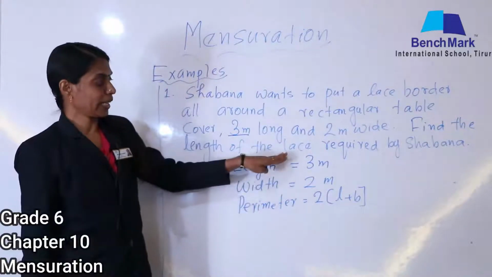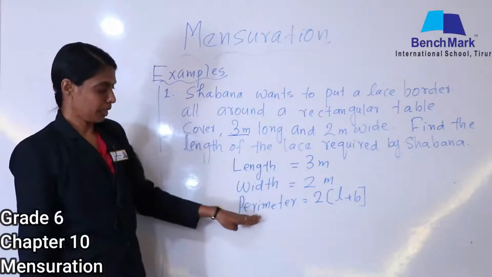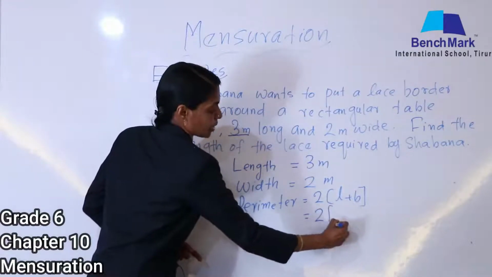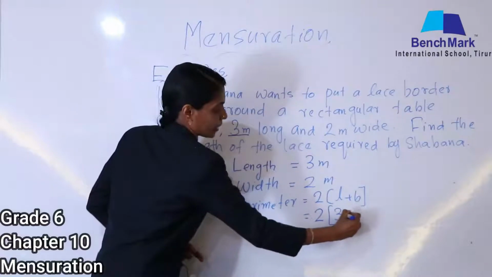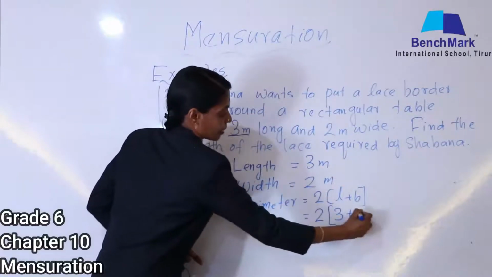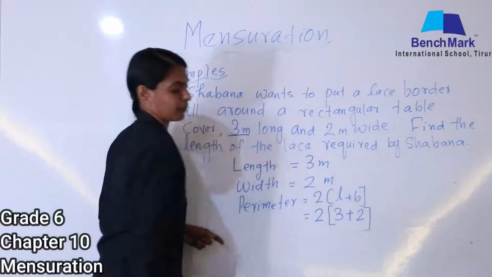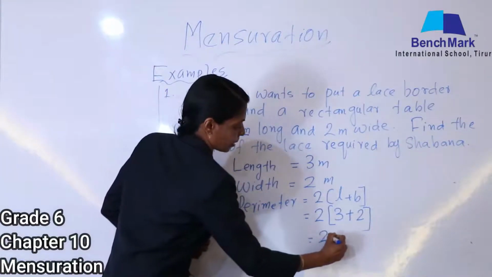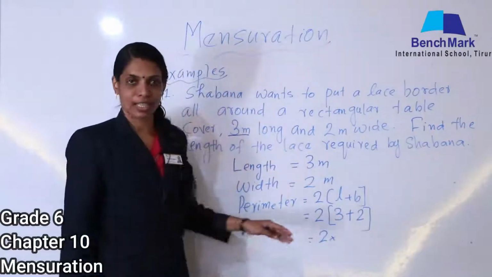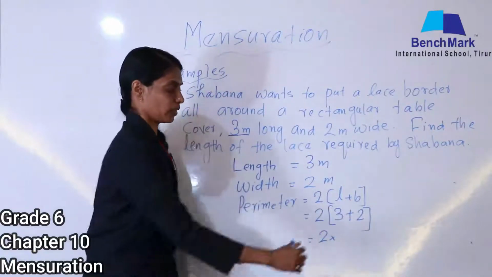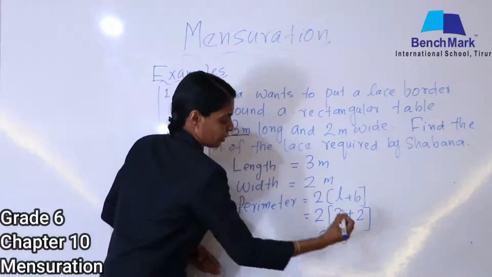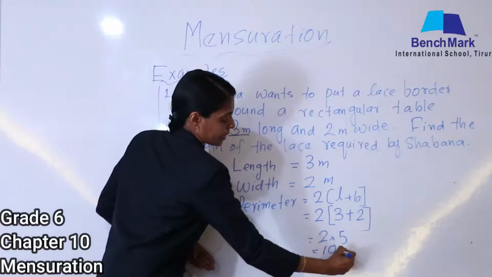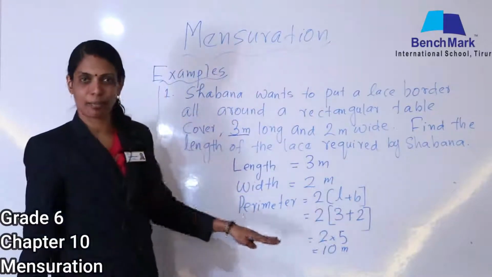So the required length for the lace will be the perimeter. So let's give the value for the length and breadth. It is 2 times (length is 3 meters plus breadth is 2 meters). After that, whatever is inside the bracket will be calculated first. So 3 plus 2, it is 5. So finally you are getting 5 times 2, it is 10 meters as the perimeter.